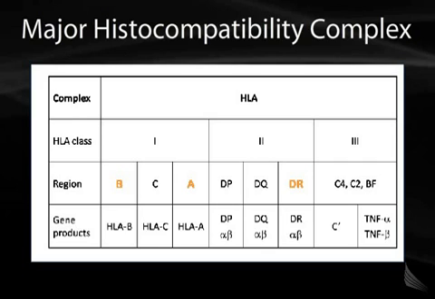So Class 3 has different regions. You can see C4, C2, and BF. And the gene products for these regions are certain complement proteins, TNF-alpha and TNF-beta.